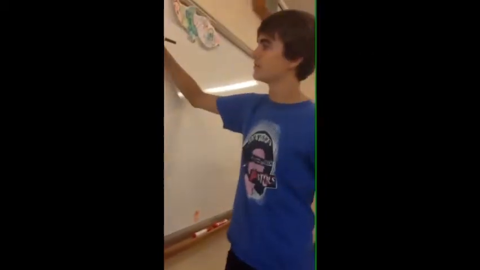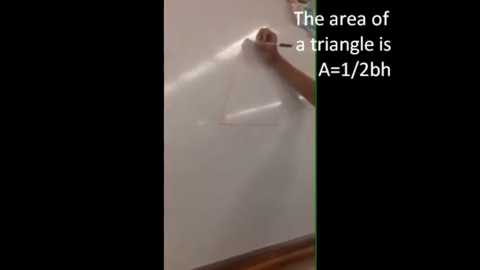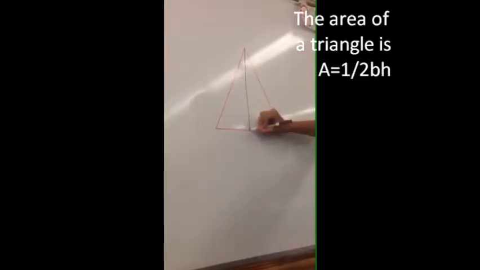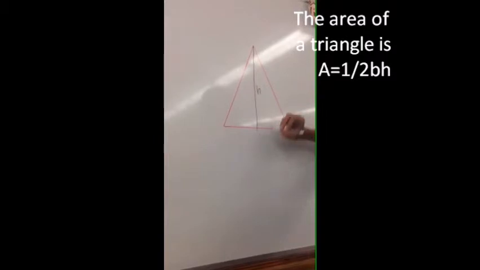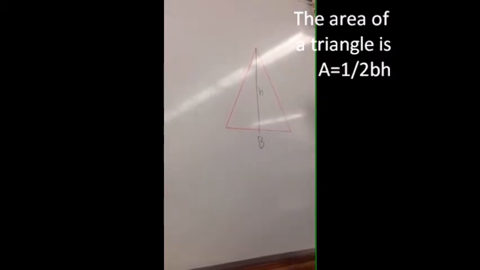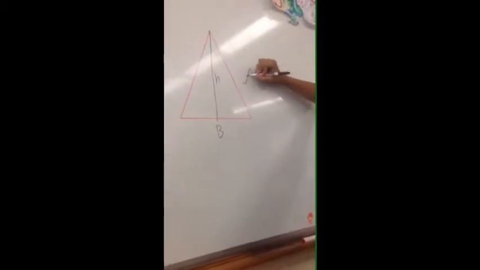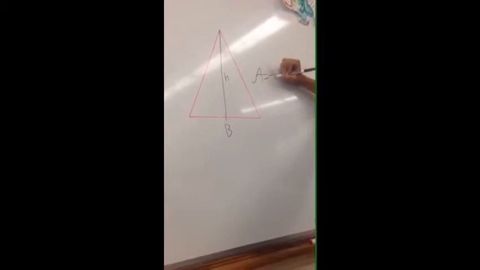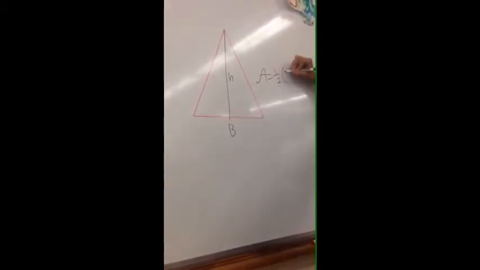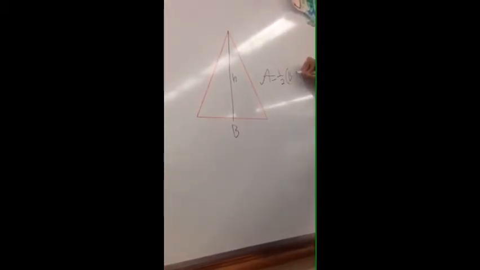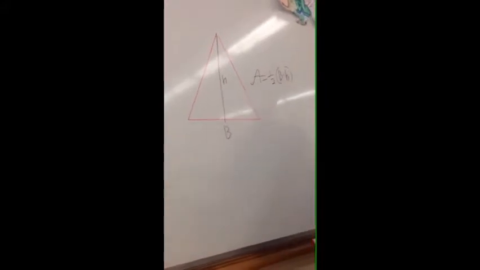So the area of a triangle is 1/2 base times height. So that's our height, and that's our base. So our formula is A equals 1/2 base times height.